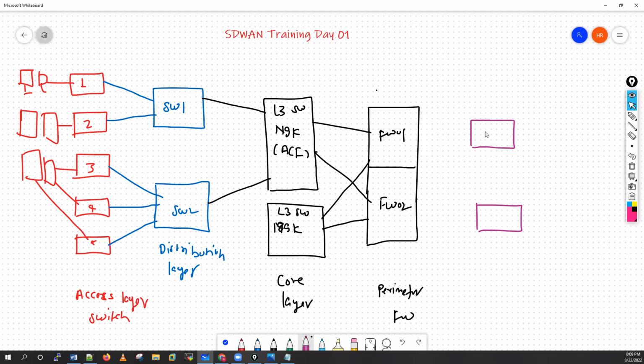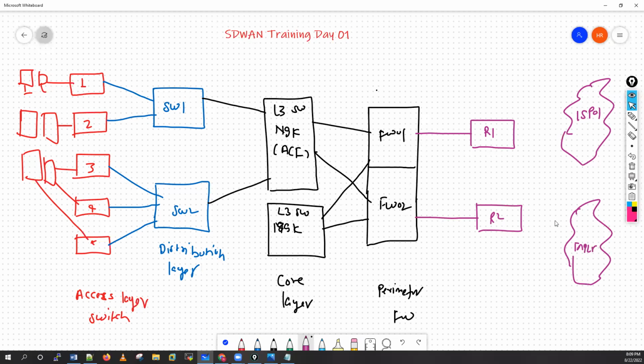So we have here R1 router and we have here R2 router. And we have a connectivity like this. And after that, these routers have a connectivity with one of the internet service providers, maybe ISP1. And we have another internet service provider. This is your MPLS link. Right? Cool. So we have such kind of setup.